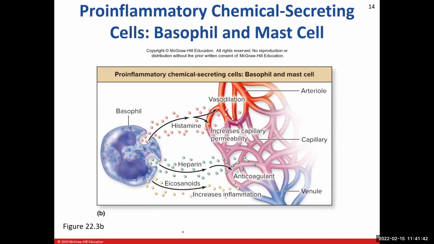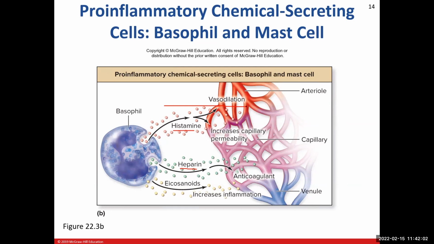All right, so here you can see the basophil releasing histamine and heparin. So we're making our capillaries and the arterioles larger, they're vasodilating. We're making them leaky, and we're preventing them from clotting.